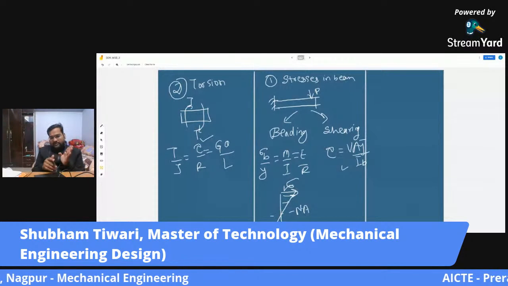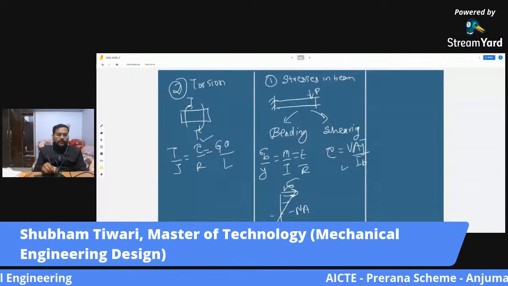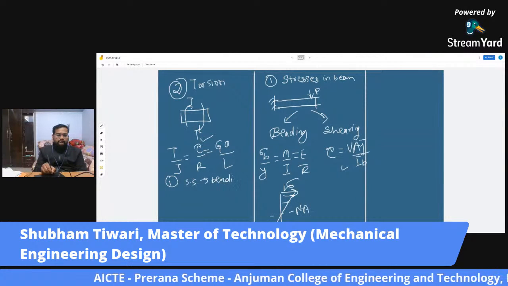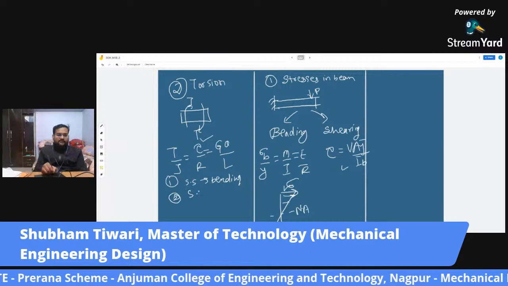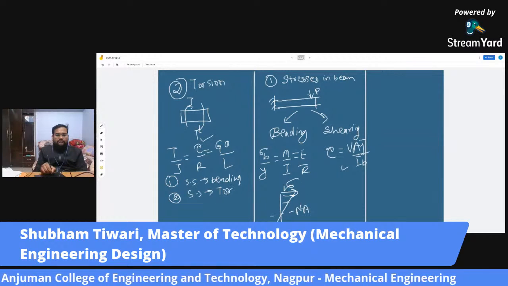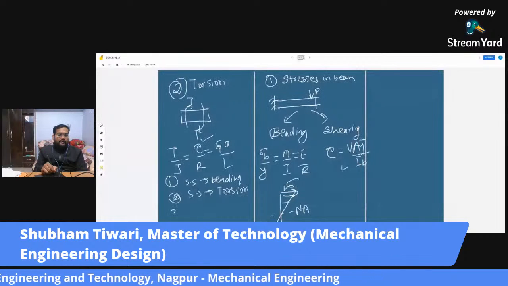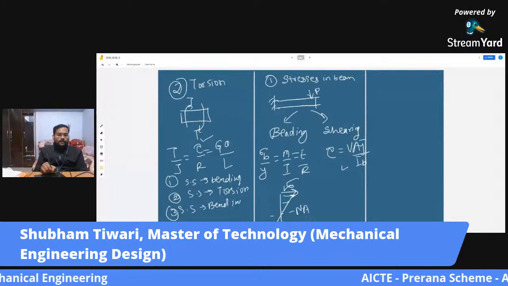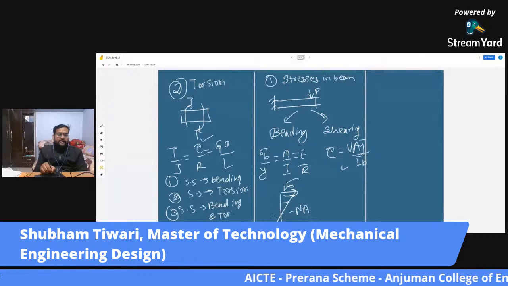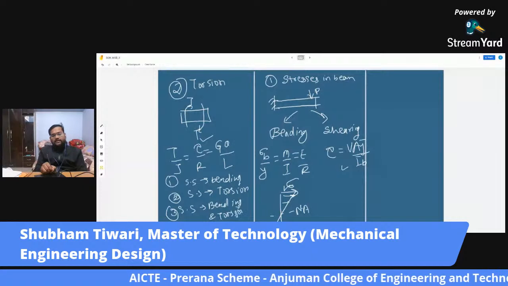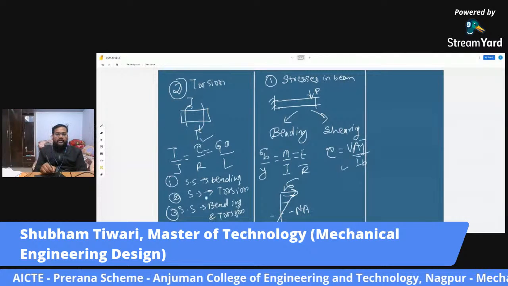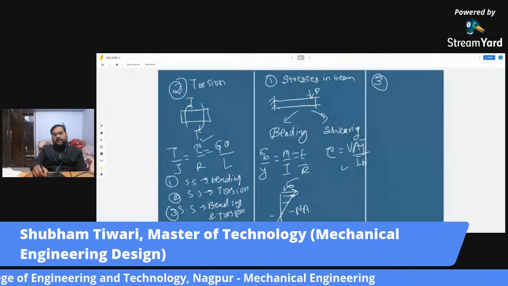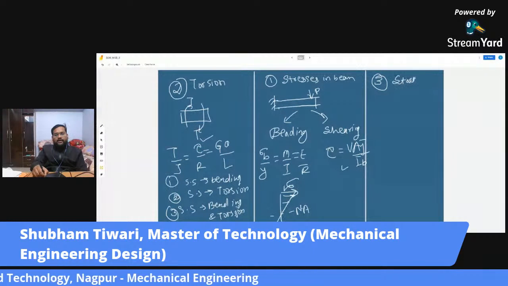Then we saw, inside this, 3 conditions: shaft subjected to bending only, shaft subjected to torsion only, and shaft subjected to bending and twisting, torsion, simultaneously. So this is what we saw in the section of torsion, and finally we saw a brief concept about strain energy.